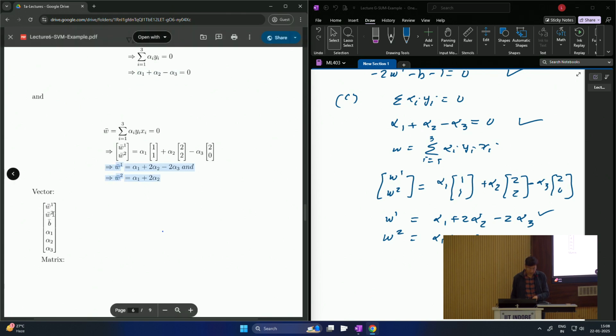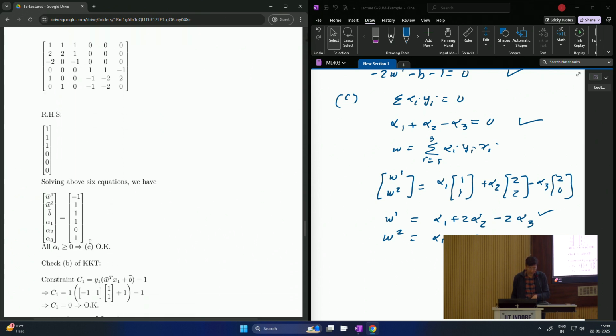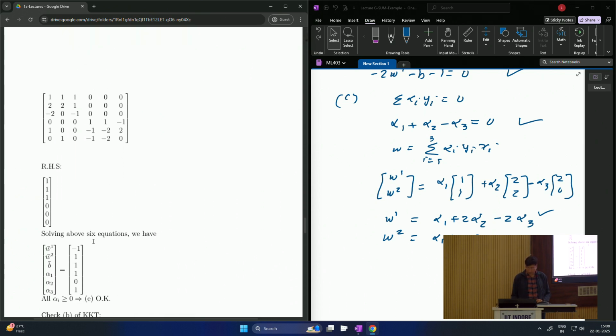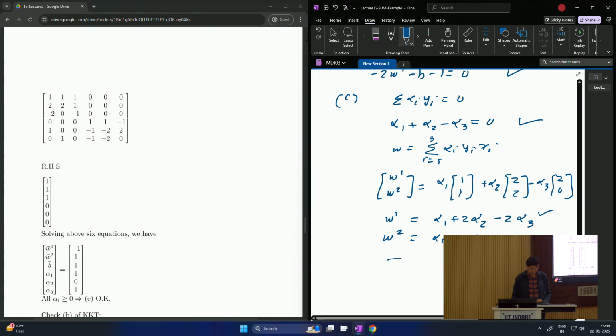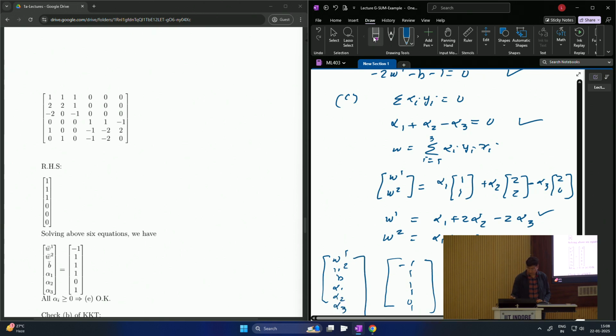So now I've got W1, W2, B, alpha 1, alpha 2, alpha 3. And I put the matrix together. There is a right hand side. And I solve for this, and I get this value. So when I solve for this, I get minus 1, 1, 1, 1, 0, 1. So this is W1, W2, B, alpha 1, alpha 2, alpha 3. Correct?